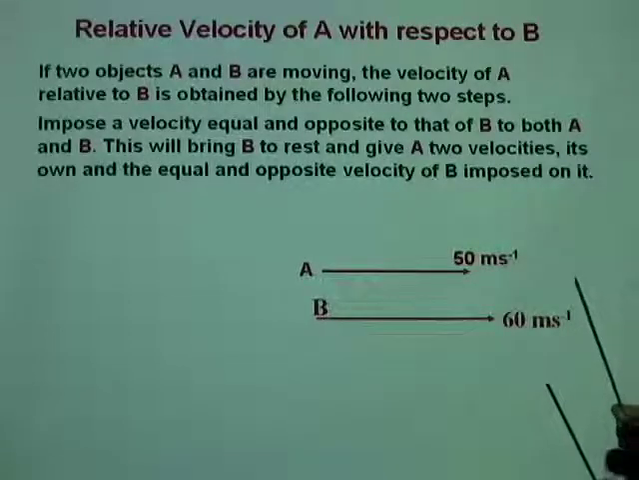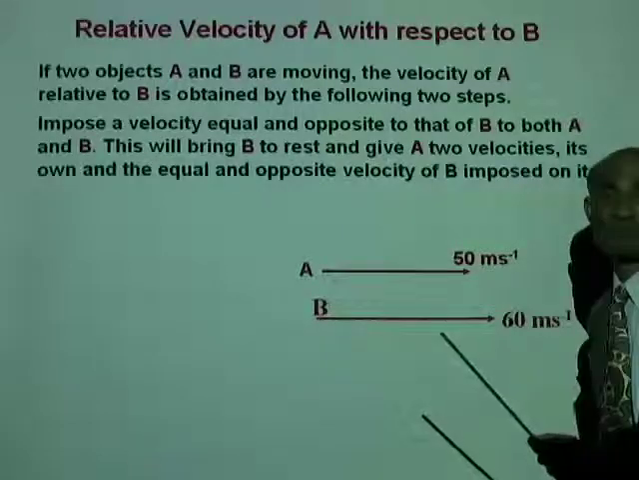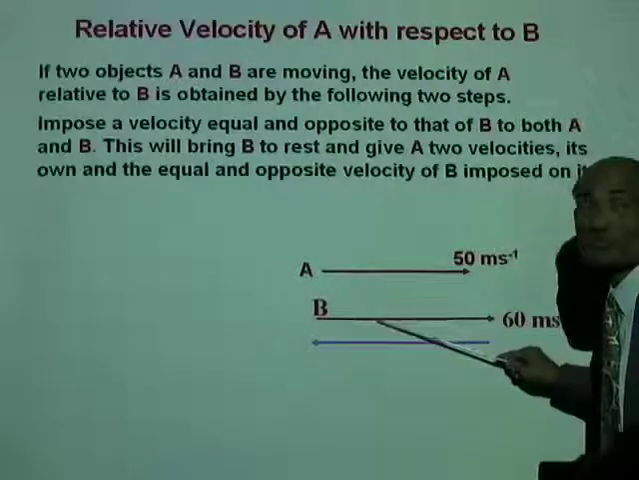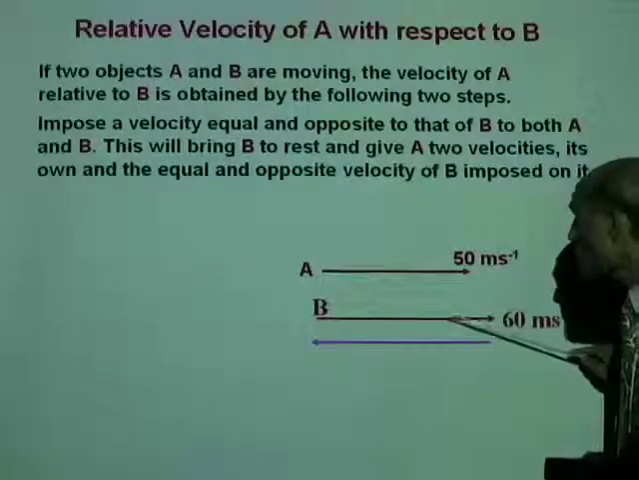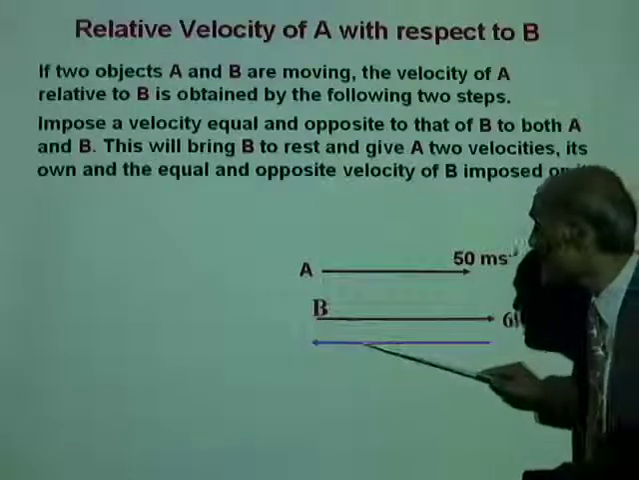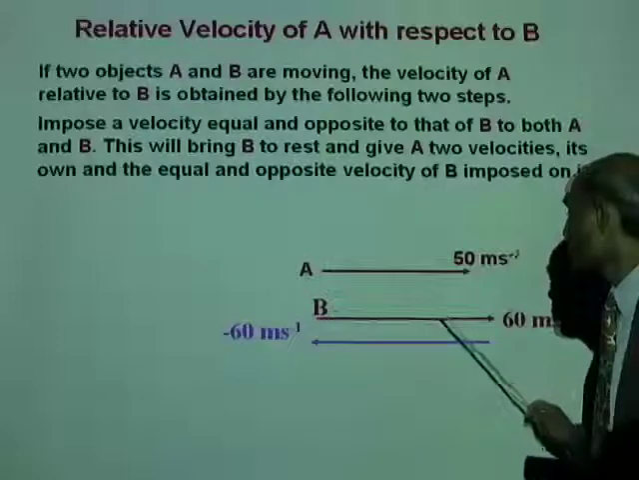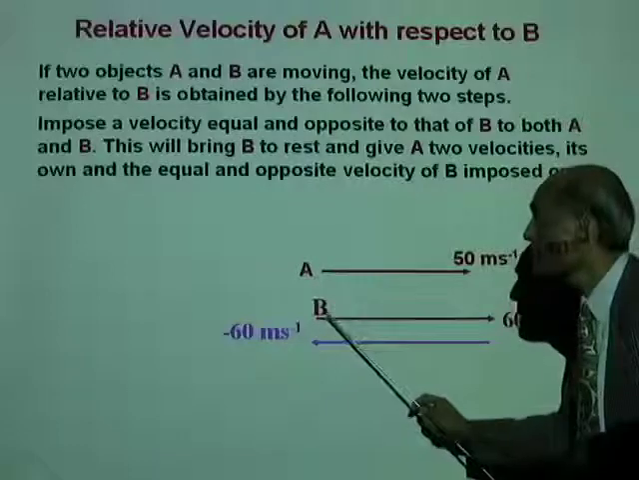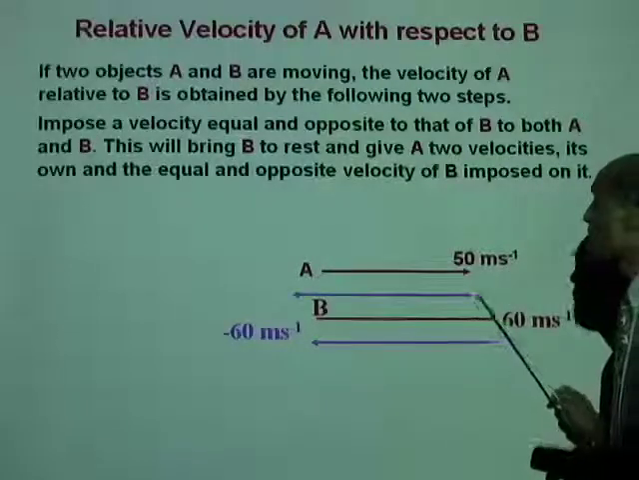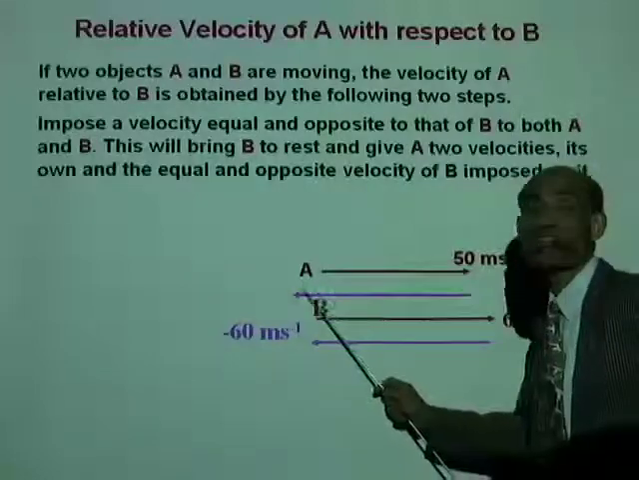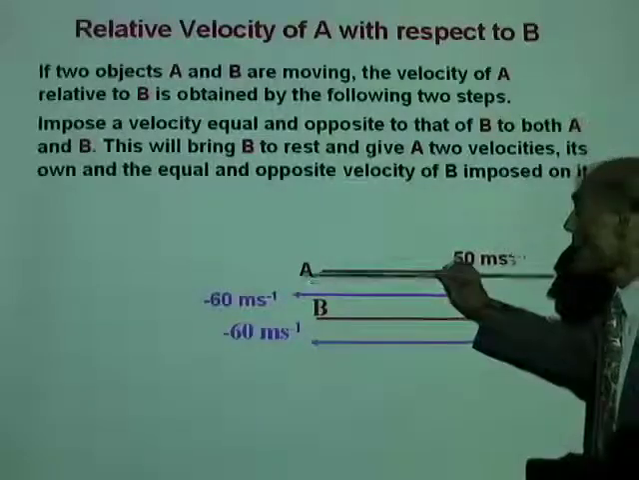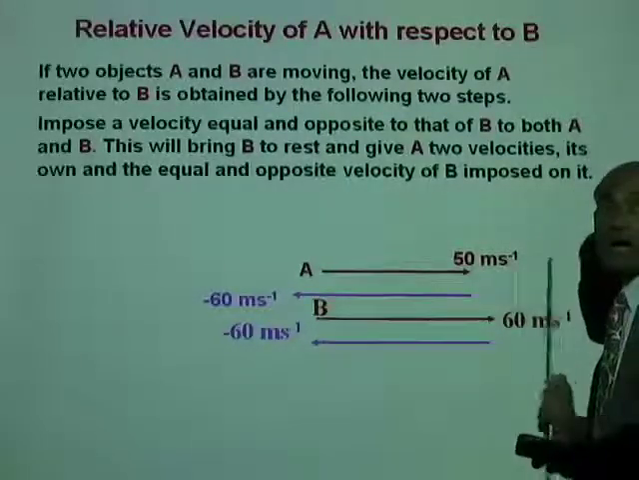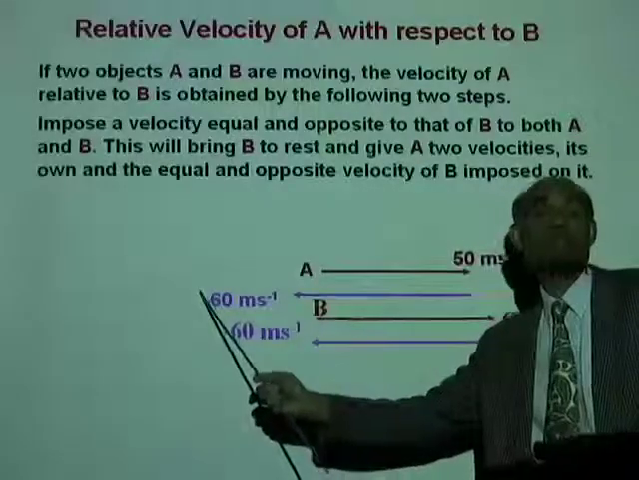again moving east at 60 meters per second, and you need to find the velocity of A with respect to B, what do you do? Bring B to rest by imposing an equal and opposite velocity. So impose on both of them negative 60 meters per second. That will bring B to a stop. And when the same velocity is imposed on A, now A has two velocities, 50 meters per second i and negative 60 meters per second i.